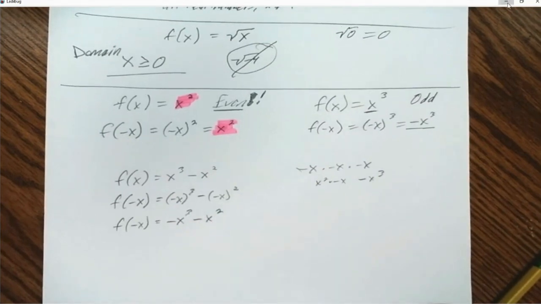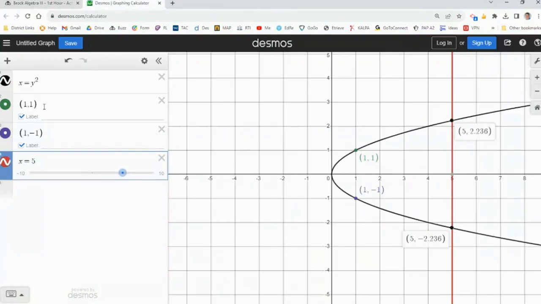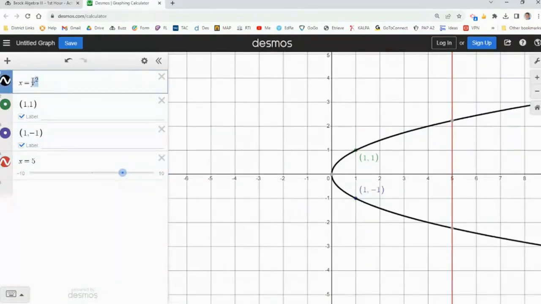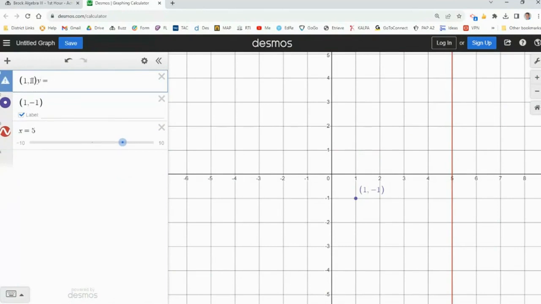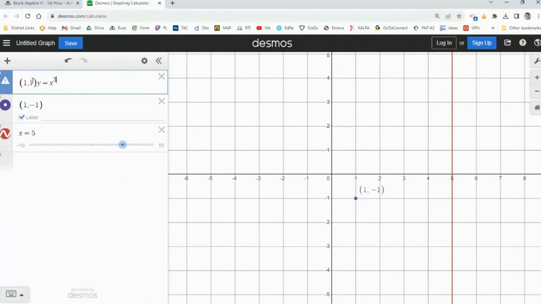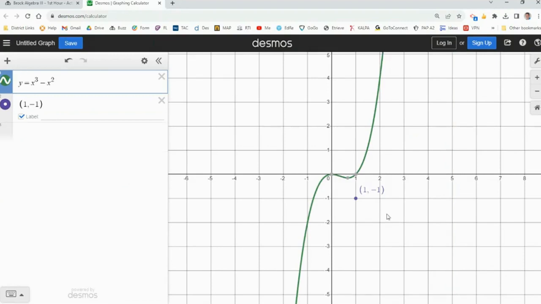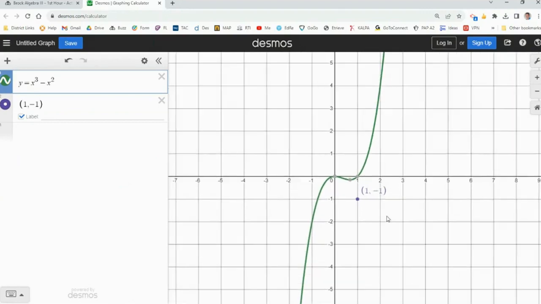Let's graph it and make sure. Let's see. y equals x to the third minus x squared. Oh, I put that on the wrong one. All right, there it is. Oh, something looks wrong here.